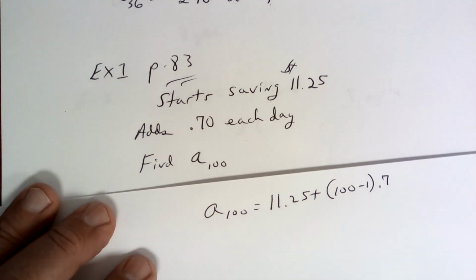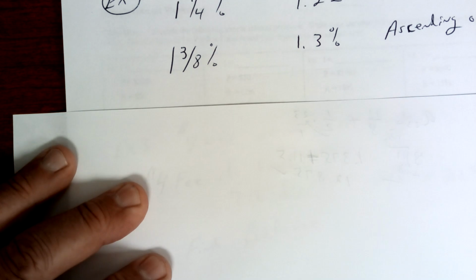And you'd have to work this out. And that's how much money you would have at the end of 100 days. Okay, I gave you a worksheet because I wanted you to understand that. Let's go on to the next problem here. Turn the page or look for example 2 in your book.